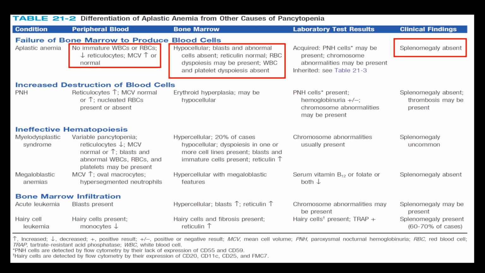Also, on the laboratory test results, for the acquired type of aplastic anemia, PNH cells may be present and chromosome abnormalities may also be present. As mentioned a while ago, we have those for Fanconi, dyskeratosis, and SBDS.